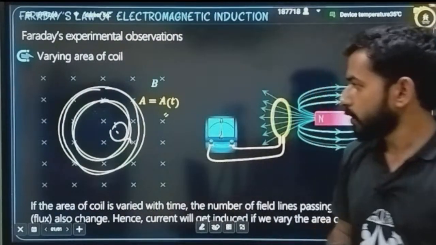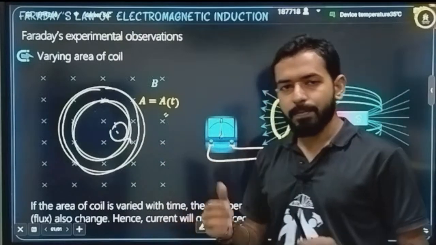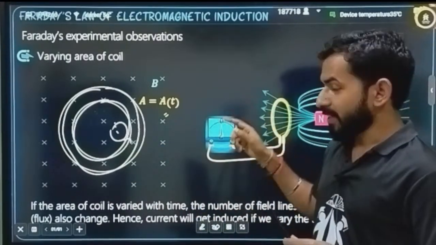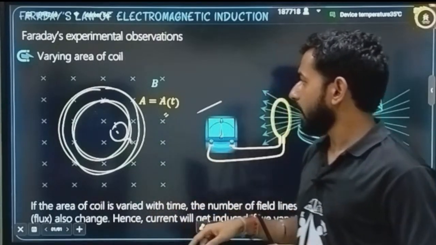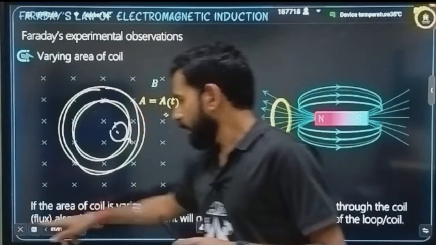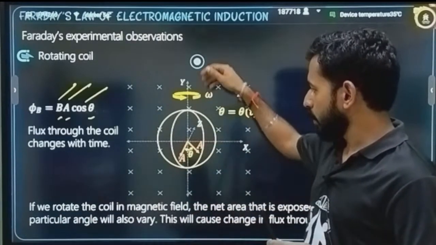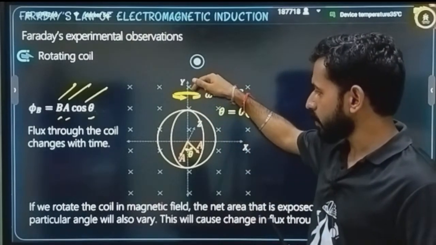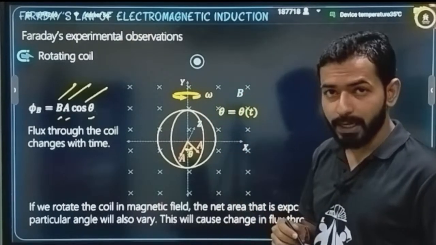So due to the change in area, again some current got induced into the loop, correct? This was the second observation. Now what was the next observation? He started rotating this loop with some angular velocity omega.